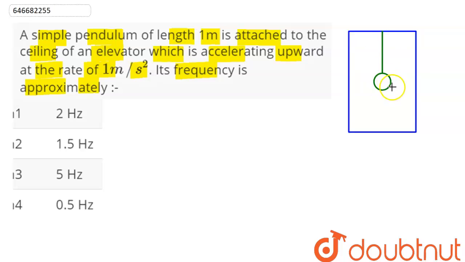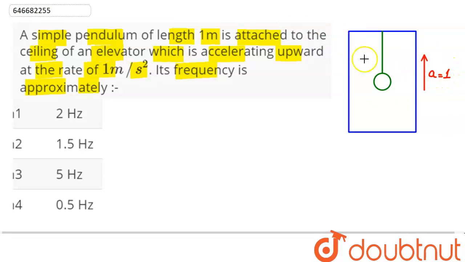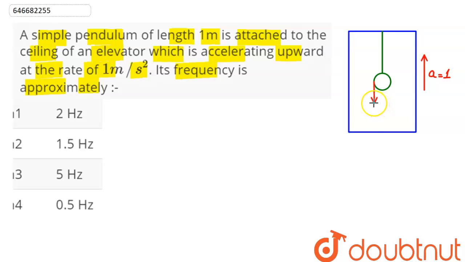So here we can say when this simple pendulum, let's say, lift is accelerating upwards at an acceleration given in the question as 1 meter per second square. Hence the net force acting on the bob of this simple pendulum will be its weight mg, and we can say here the pseudo force ma. So the net g effective in this case will be equal to g plus a.